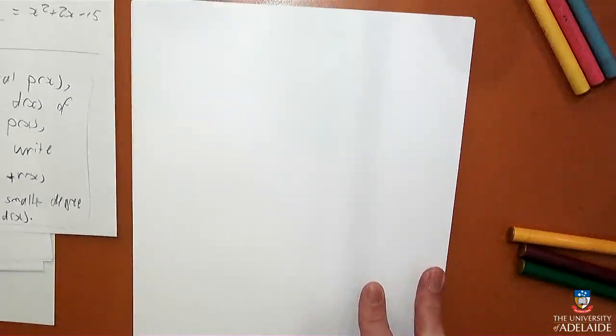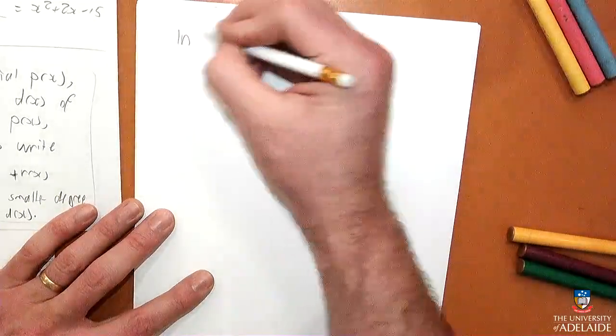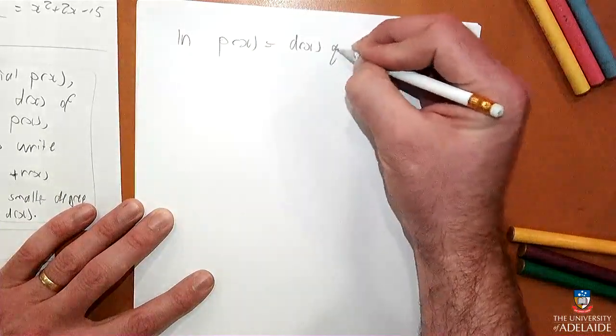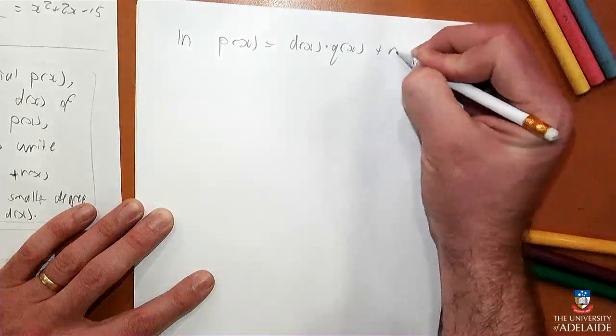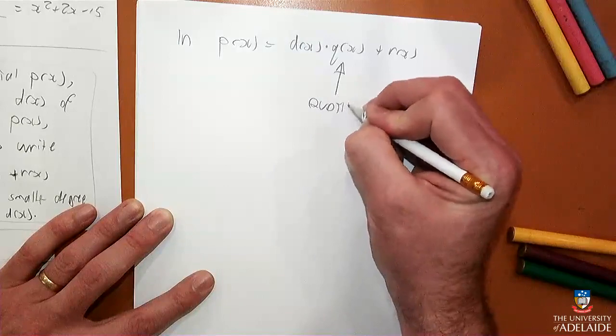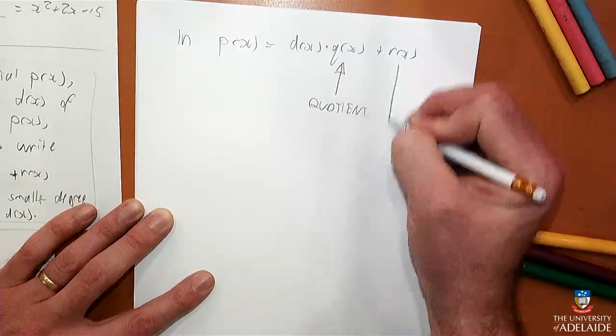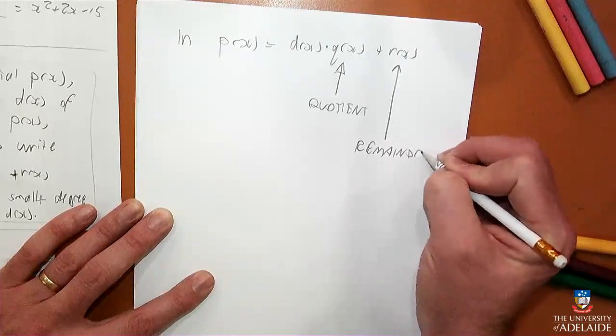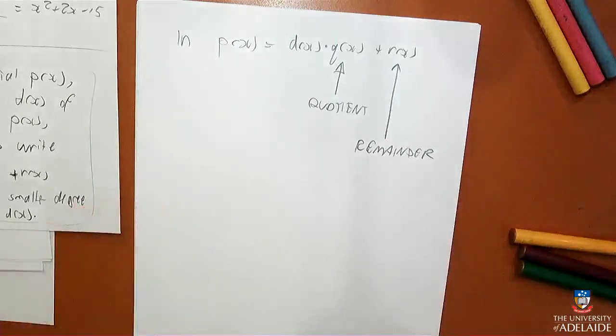So I'm just going to do some terminology. In this thing here, this is called the quotient, and this is called the remainder. Okay.